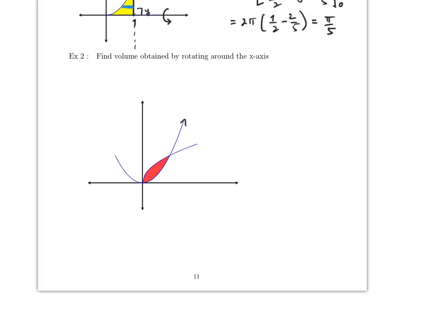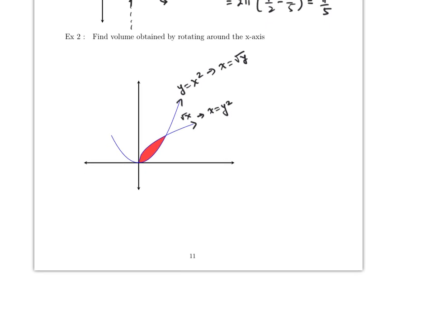We also did this problem last time. Remember, this is still y equals x squared, and this one equals the square root of x, which implies that x equals y squared, and this implies that x equals the square root of y. Okay? So again, if we rotate it on the x-axis, which is what the problem is telling you, the partition has to be parallel to that, so it should be that. All right, so remember this is 1, this is 1. We found those values already.